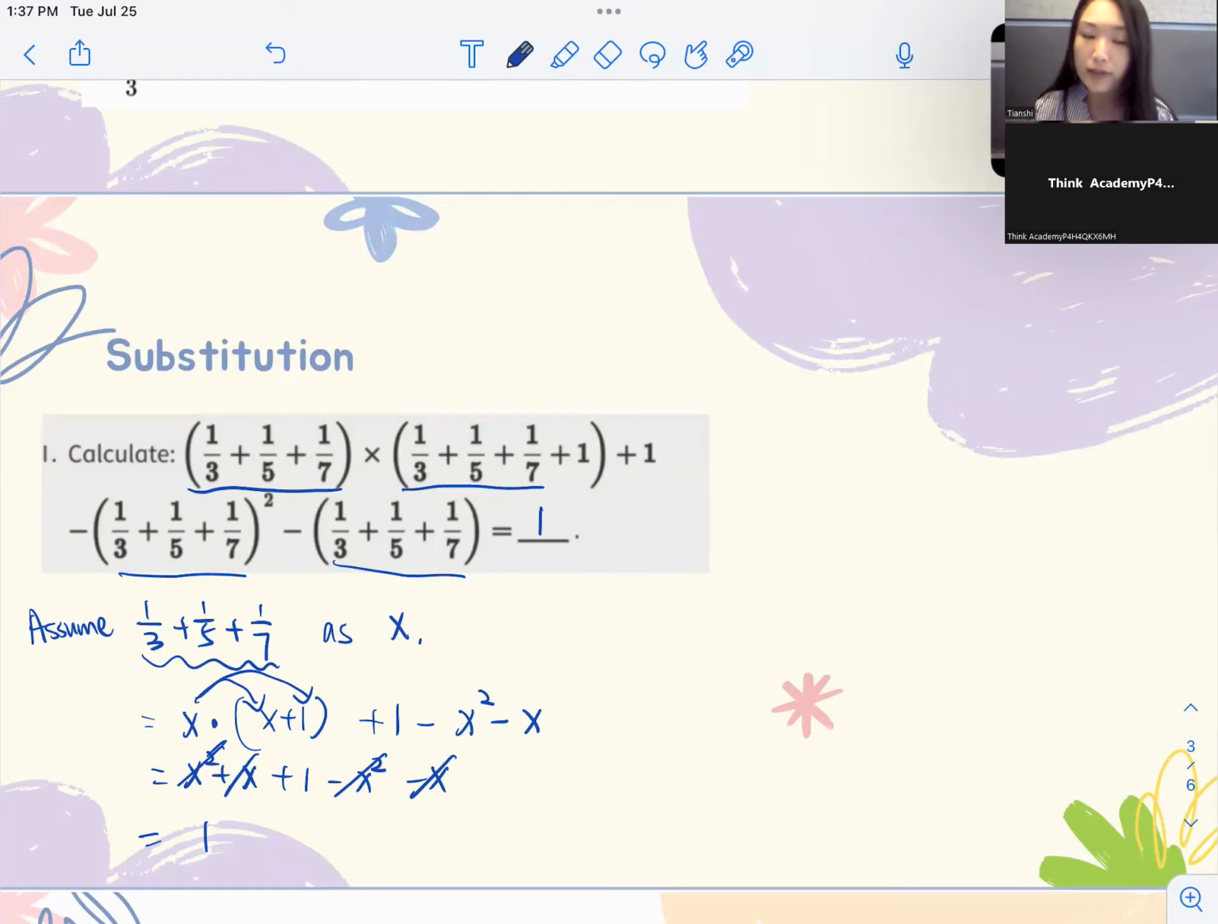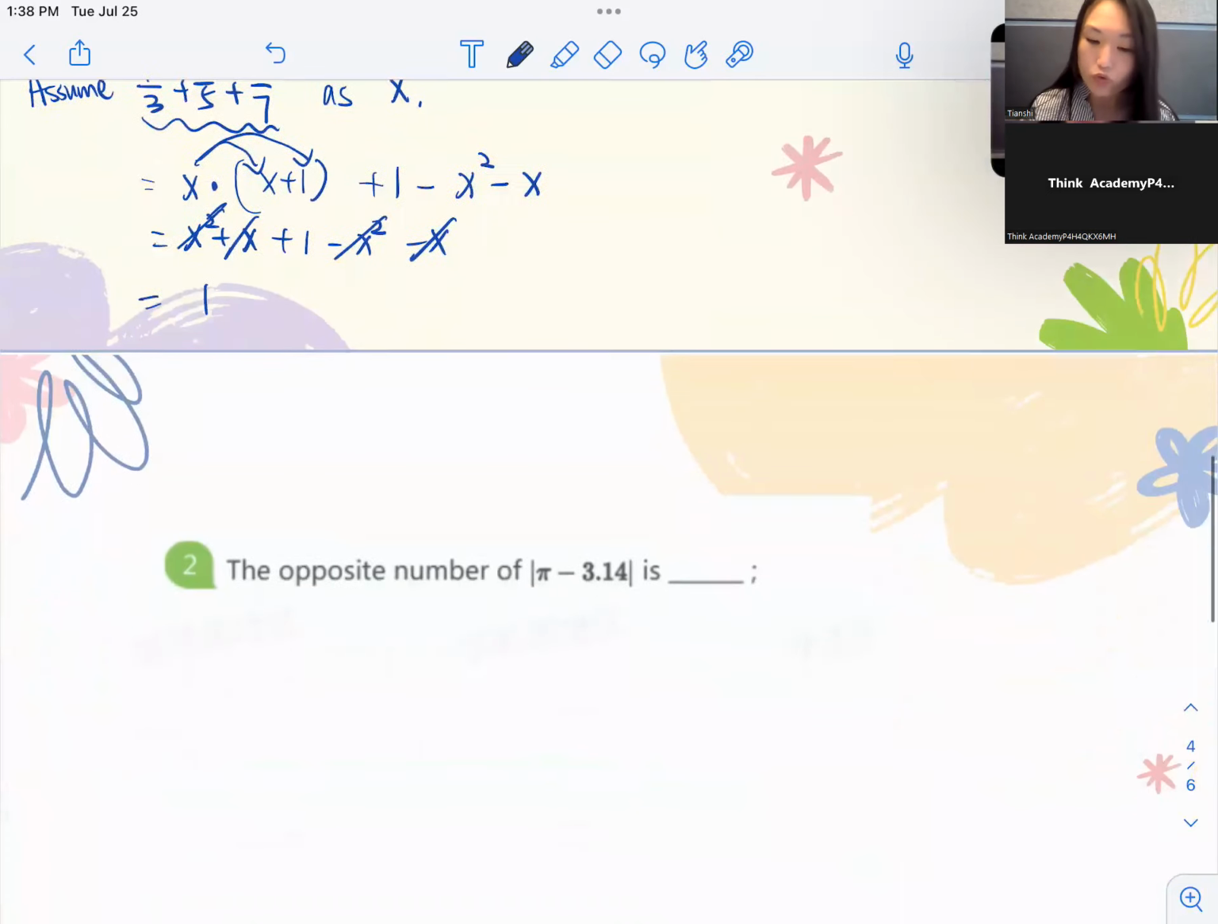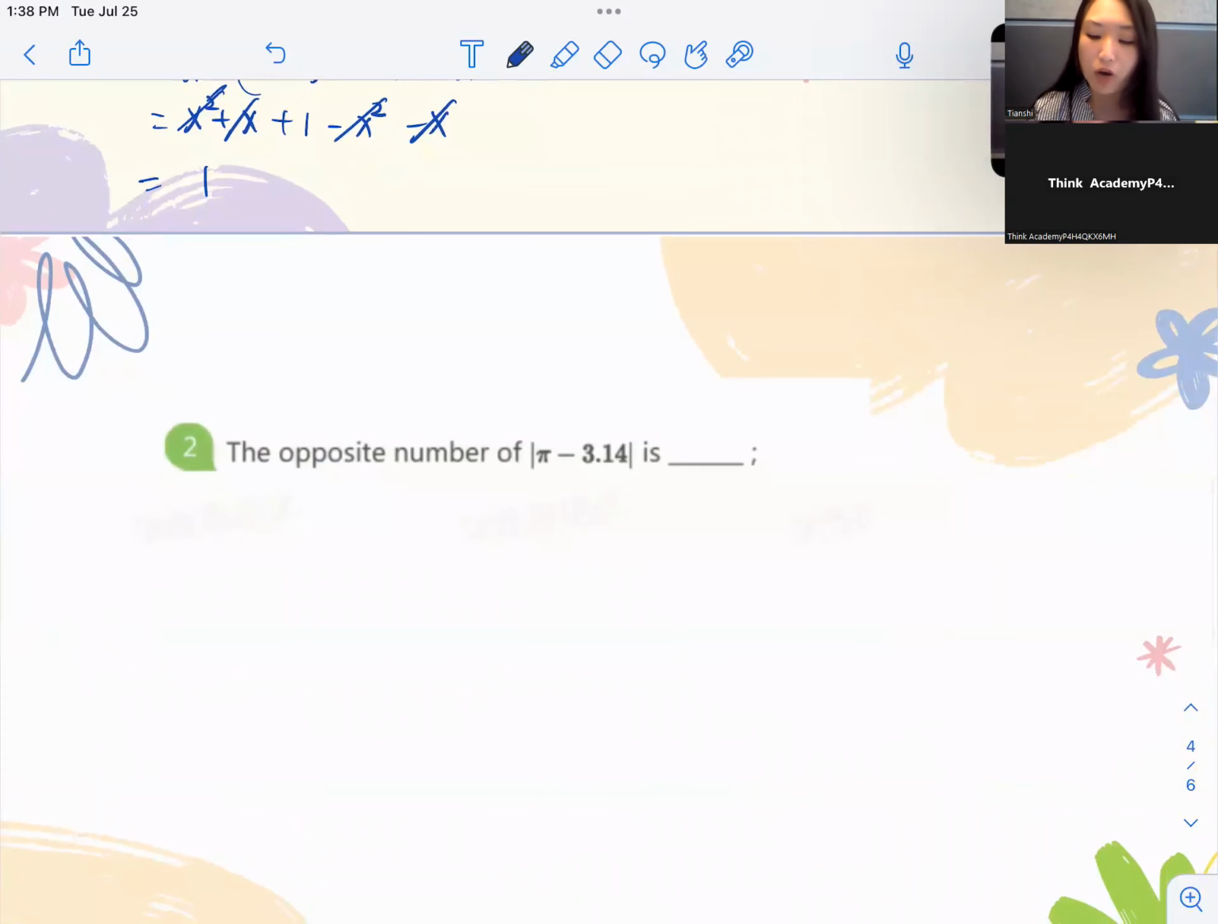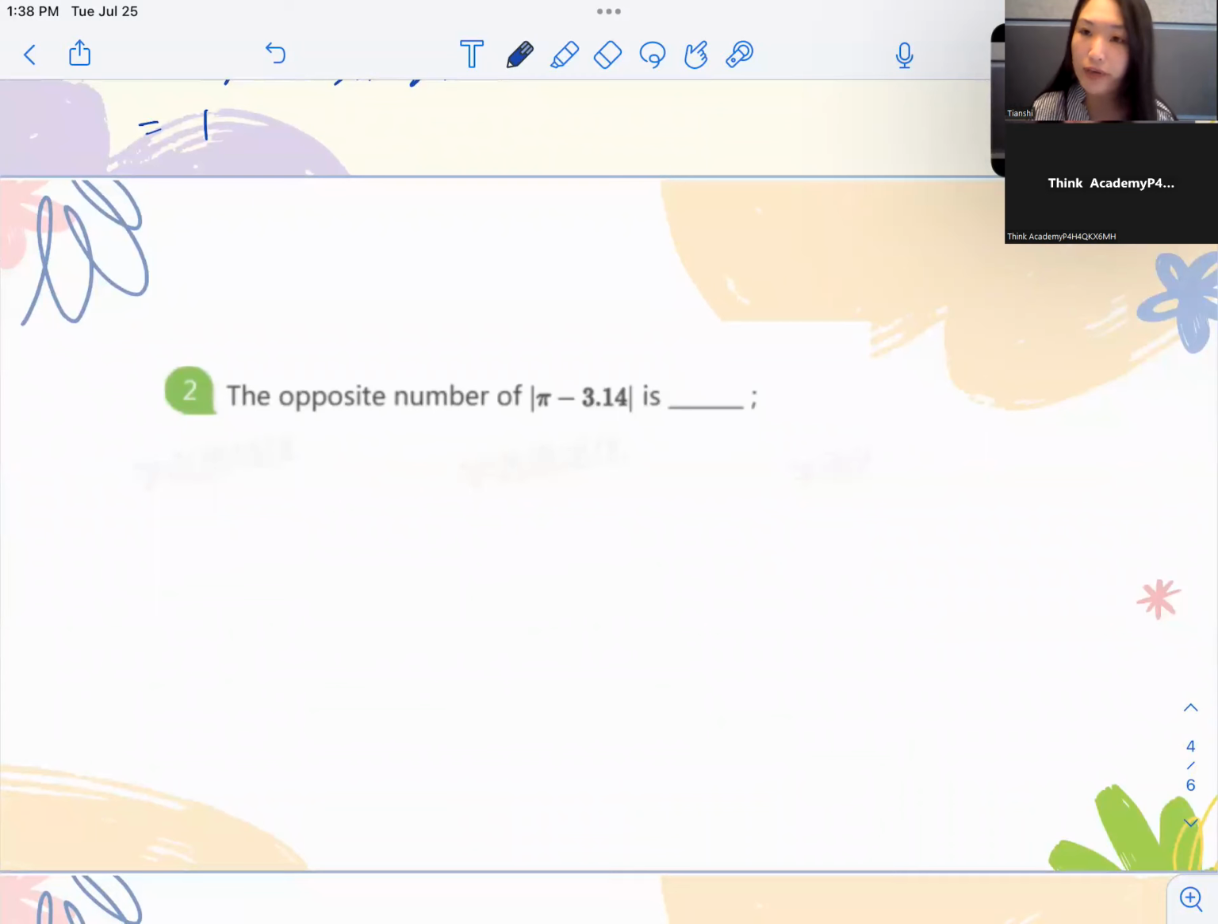In this kind of problem, if you see that there are several terms containing the same combo, you can substitute the whole thing with one variable. This is the meaning of substitution. Okay, that's all for the review of concepts. Now let's go over 3 questions in our day 1 practice.